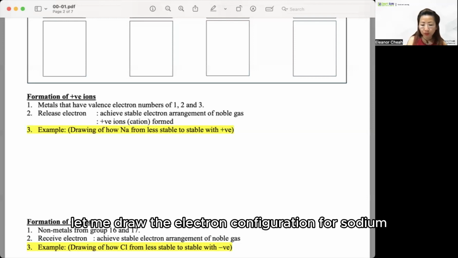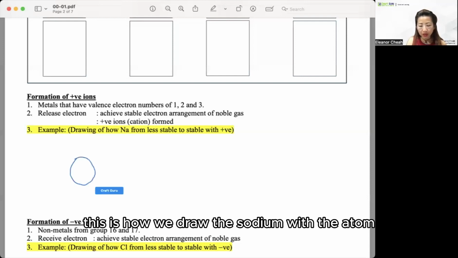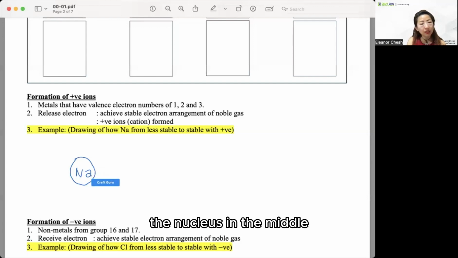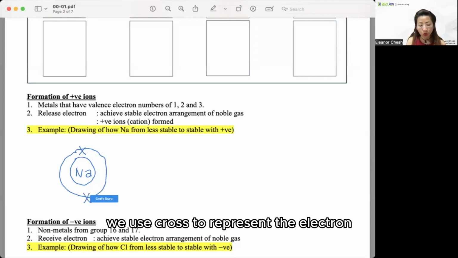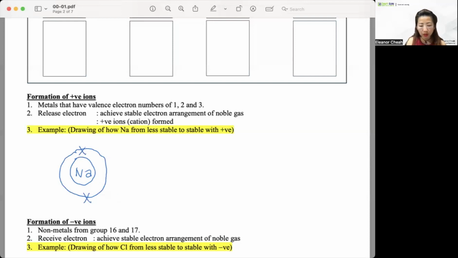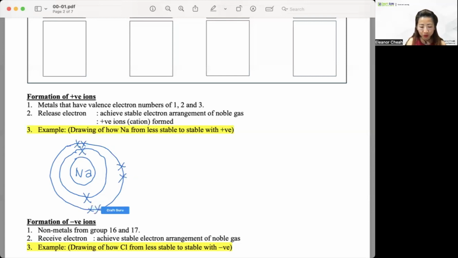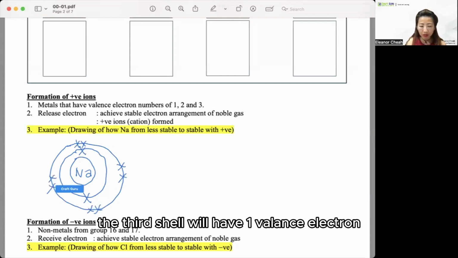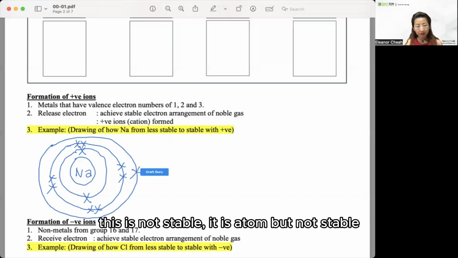Let me draw the electron configuration for sodium. This is how we draw it. Sodium atom, the nucleus in the middle. Shell number 1 with 2 electrons. We use a cross to represent the electron. And then we have 8 electrons in shell number 2. Last but not least, the third shell will have 1 valence electron. This is not stable. It is an atom but not stable.